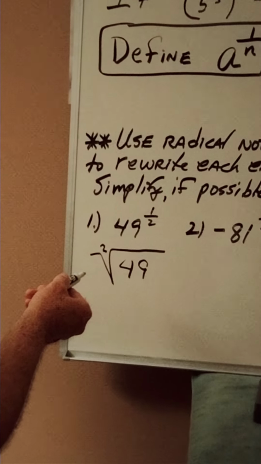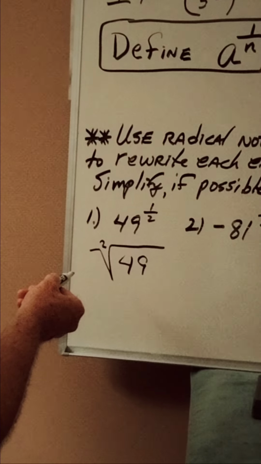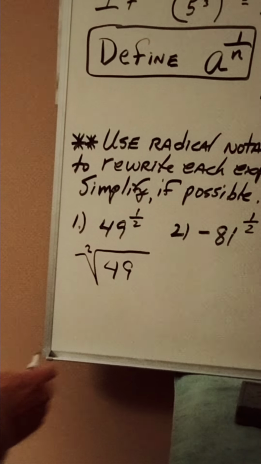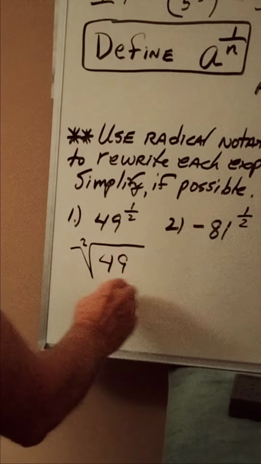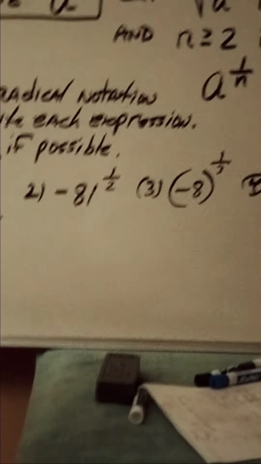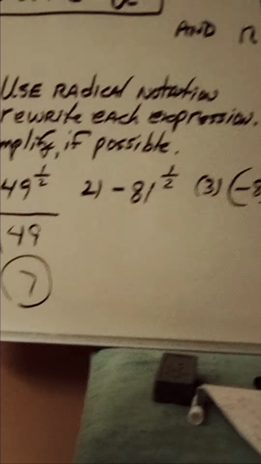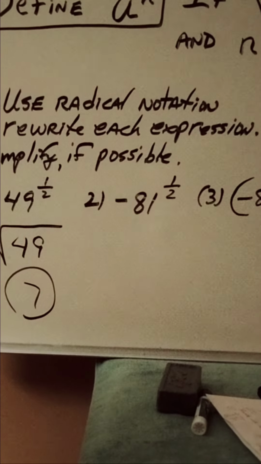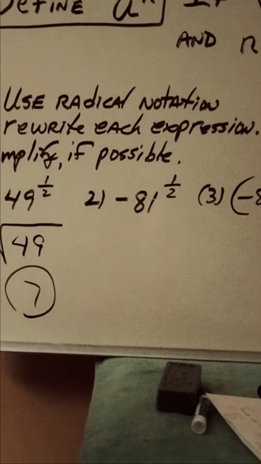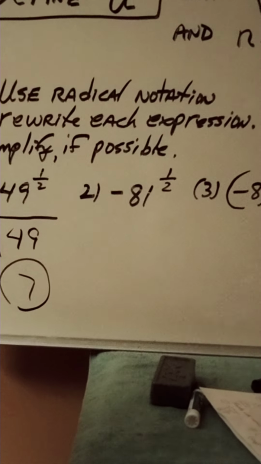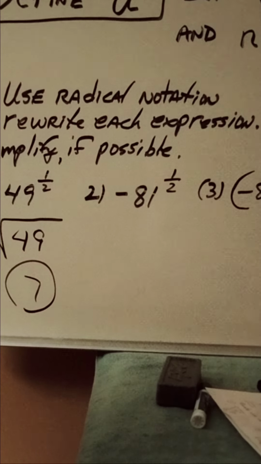Now we simplify that if we're able to. If we weren't able to, we'd leave it in that way. But we're able to because the radical of 49 is 7, and that would be that given answer. Number 2, be cautious. It's the opposite of 81 to the 1/2. The only way that base could be negative 81 is if that negative 81 were placed inside parentheses, and it's not.